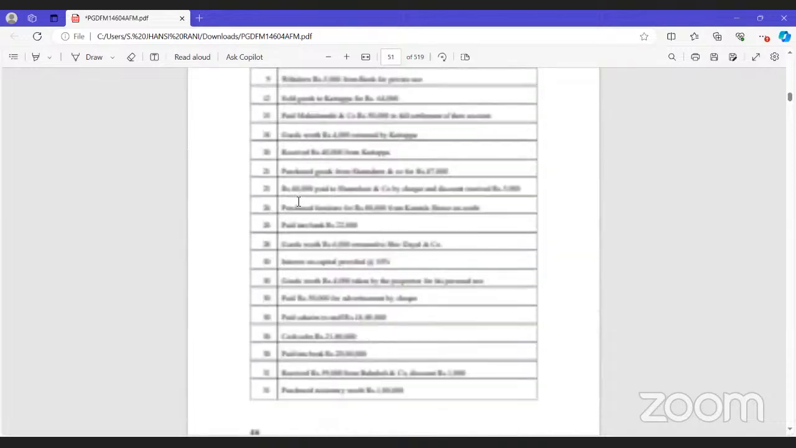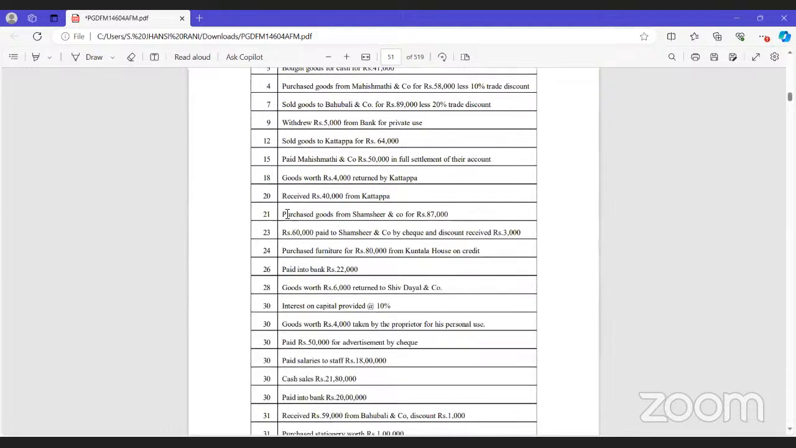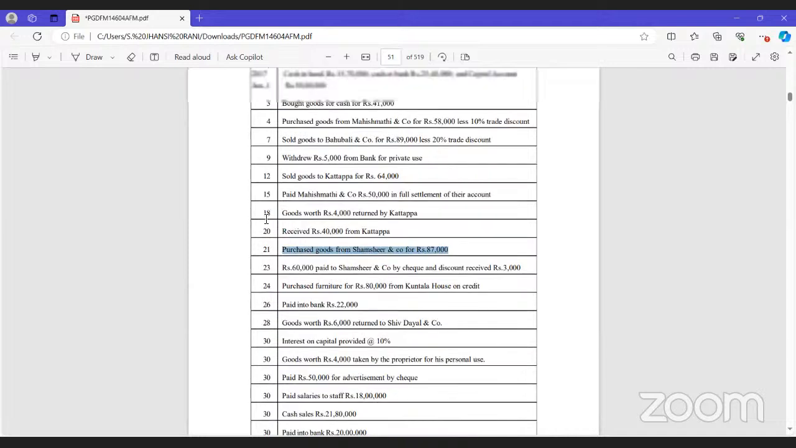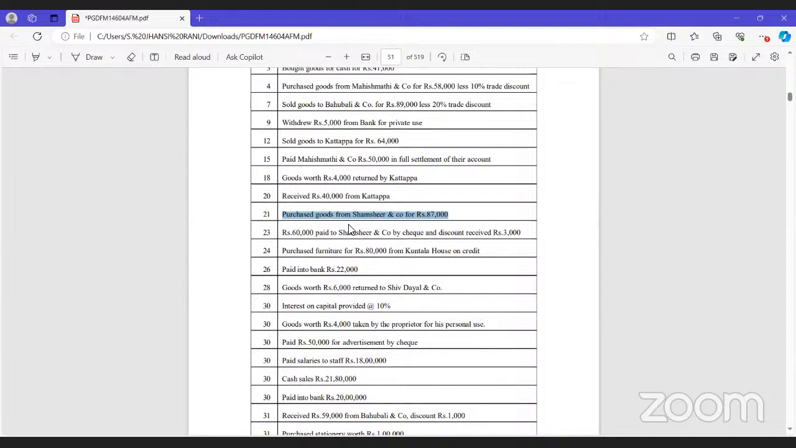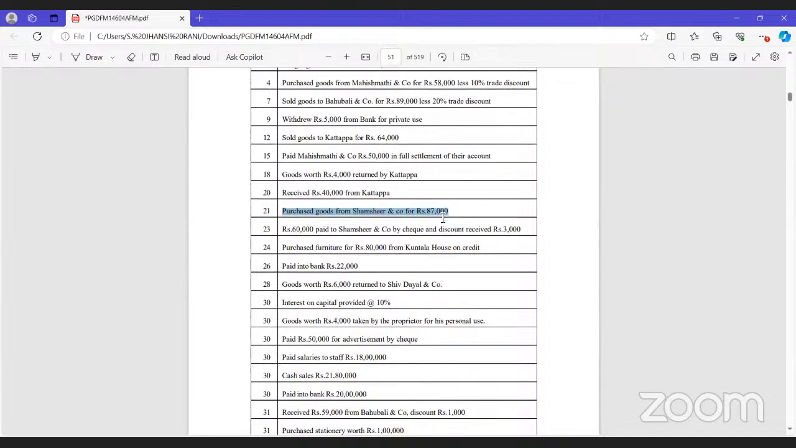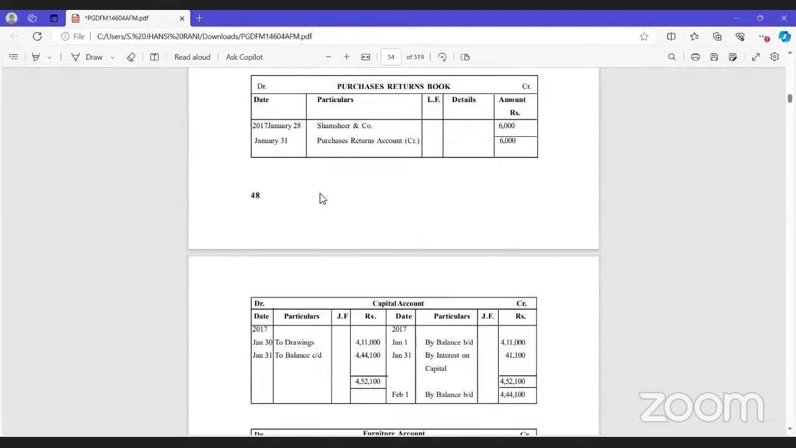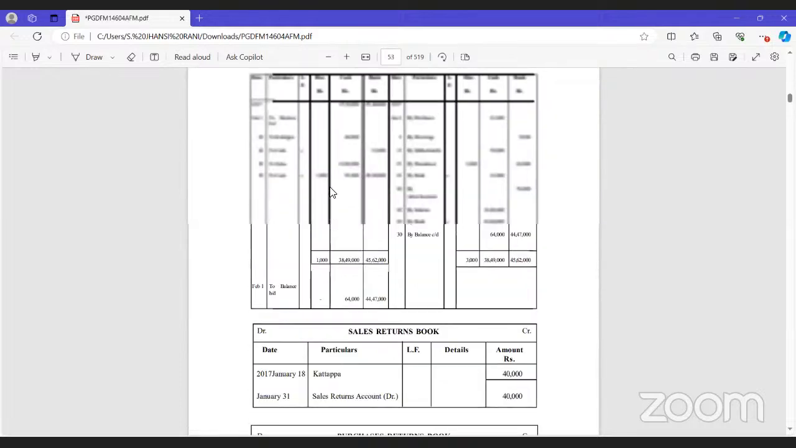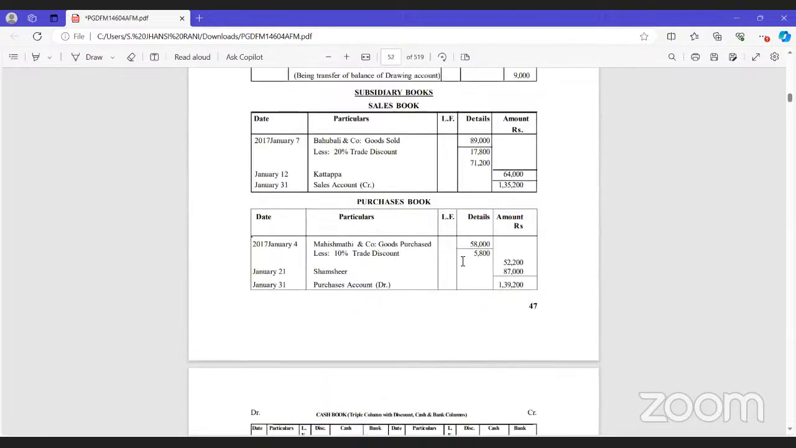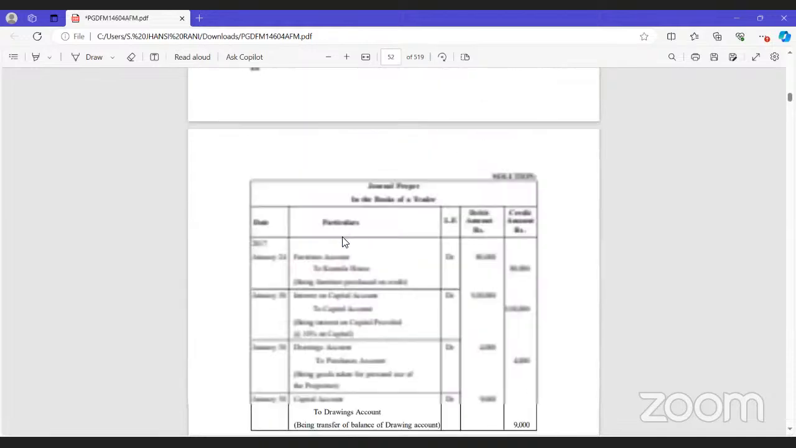Now similarly, look at the next one. Purchased goods from Shamsher and company. Here also they mention only the company name. There is no mention of the word cash, so it is a credit transaction. So on 21st January, we write goods from Shamsher and company 87,000. There is no discount here, because they are not mentioning anything, there will be no discount. Yes, Shamsher 87,000.